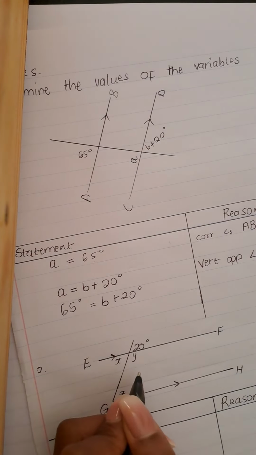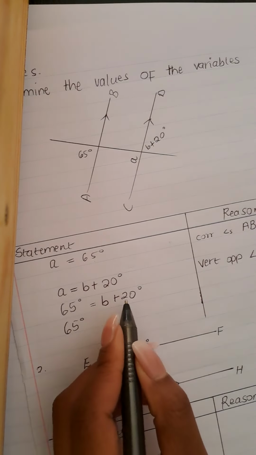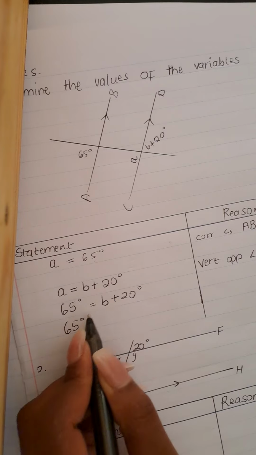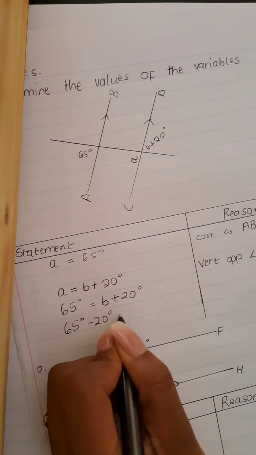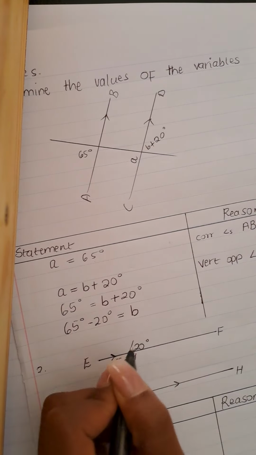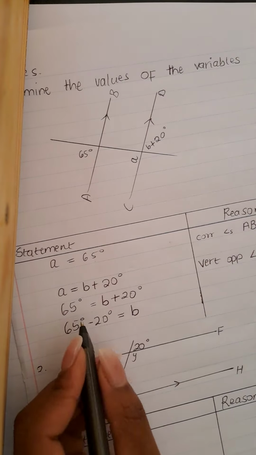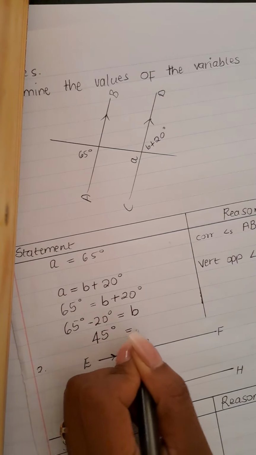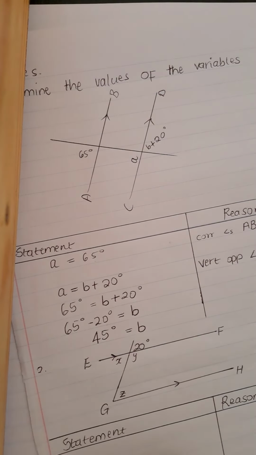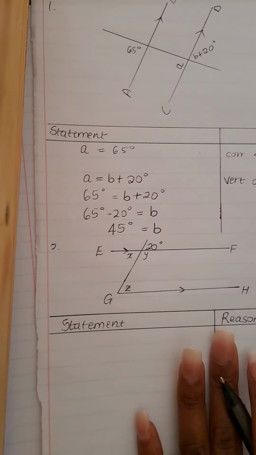Now we need to solve for B. You bring down 65 degrees and then you transpose positive 20 to your left hand side. It will be negative 20 degrees equals to B. And then 65 minus 20 degrees, we get 45 degrees. Then that means the value of B is 45.